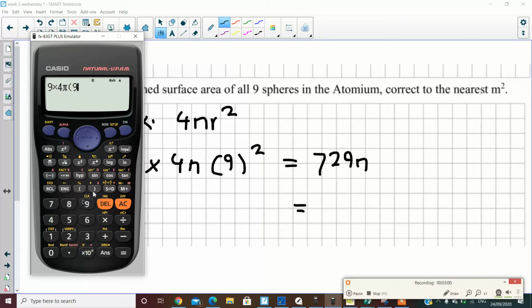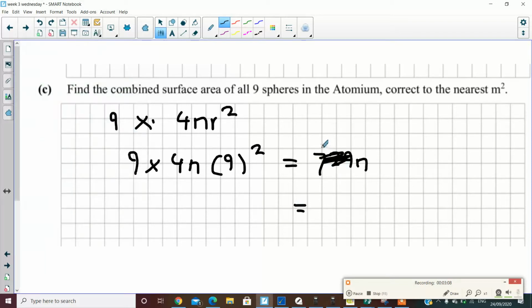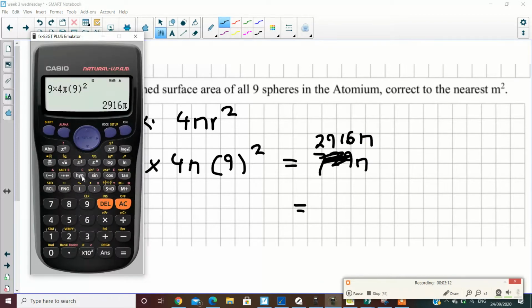The question this year wasn't that tough, actually, to be fair to it. It's a nice enough question. Actually, I got that wrong. 2916 pi. 2916 pi. And then press the change button. 9,161.